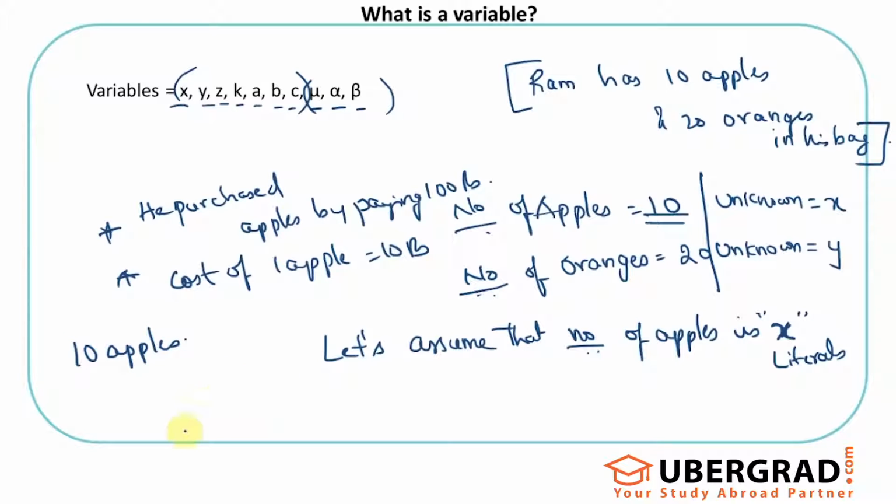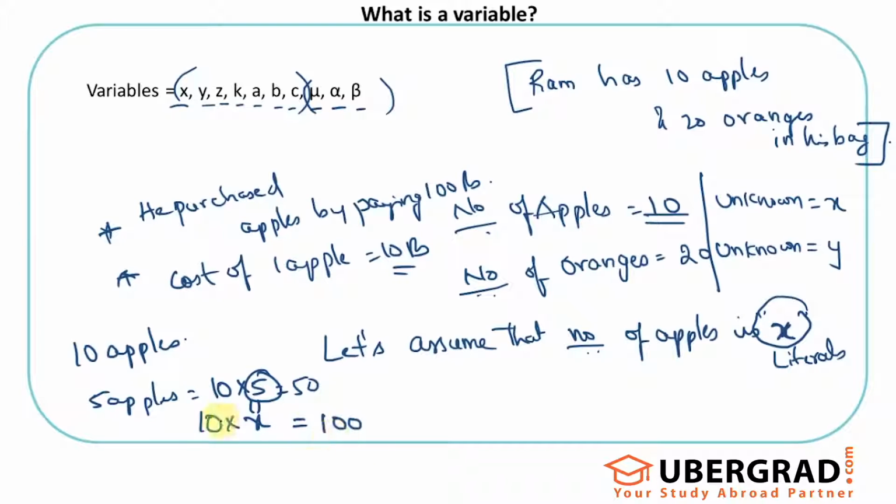The other way to look at it is this. If Ram has x apples, each apple costs 10 rupees, so x apples basically cost 10x. Each apple costs 10 rupees, so if I say I purchased 5 apples, how much money would I have spent? Each apple costs 10 rupees, into 5 is 50 rupees. So instead of 5, I don't know, I'm putting a variable x. So it's 10x. And I know the total money is 100 rupees. Ram spent 100 rupees to buy the apples, so 10x is the money he would have spent. That is equal to 100. That gives me x as 10.